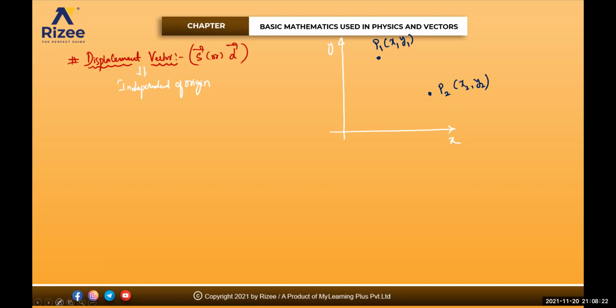That means my position vectors are, this one was P2 and this one was P1 from origin. That means this one is your R1 and this one is your R2 from origin. Isn't it? OP1 is first position vector. OP2 is second position vector. Is it clear for everyone?